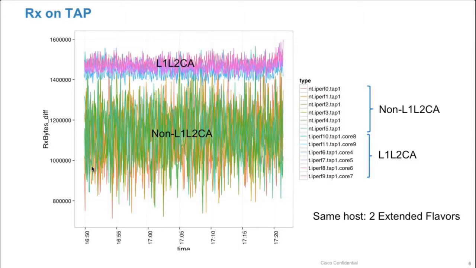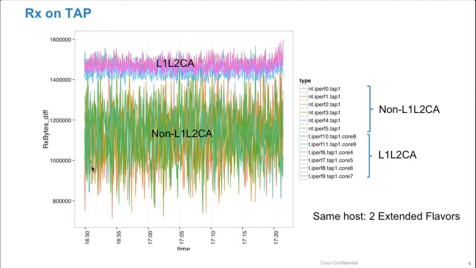Look at the lower part. The variability is really bad there, right? I mean, you can see. But also you can see that we used the same host with the OpenStack extended flavor to run these two types of workload. But you can see the result there.